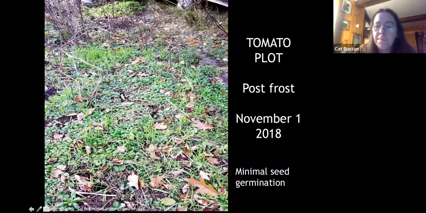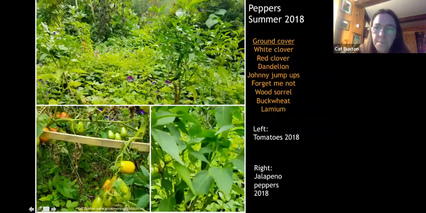This is that same tomato plot in November. So you can see the oats are coming up here. All the little bits of grass are the oats coming up. If I were to zoom in, you'd see a few peas and some buckwheat too. There wasn't a whole lot of germination, but again, if I had done that a little earlier, which I've done since then, I would have gotten greater germination.